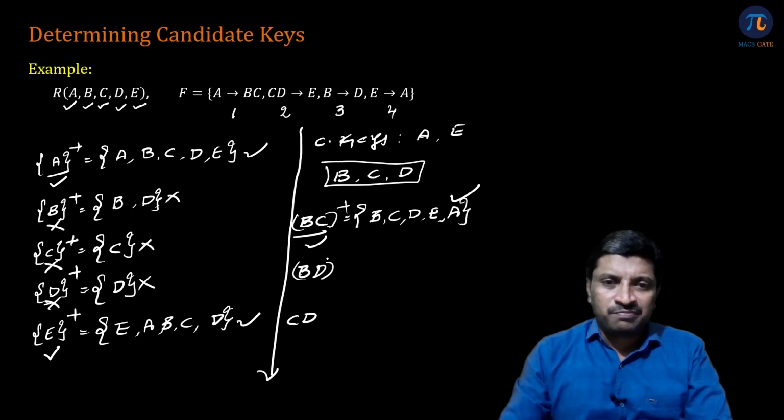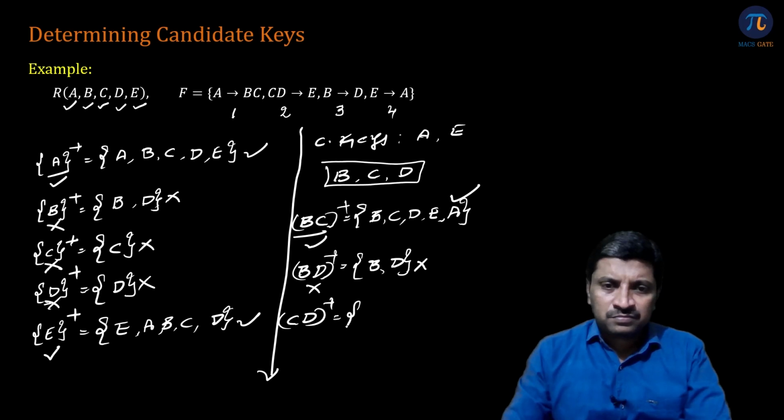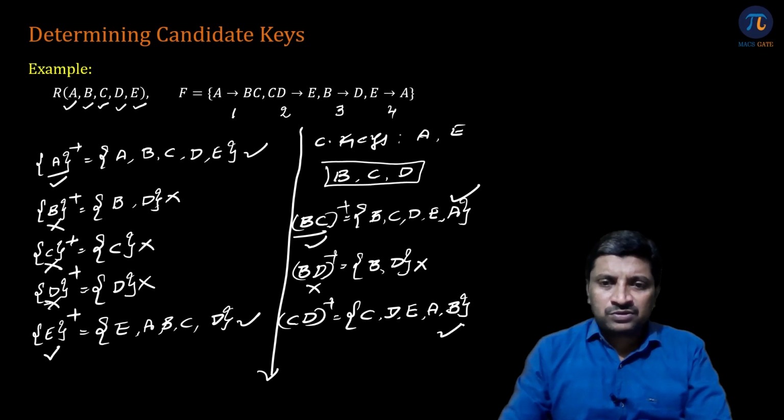What about the closure of BD plus? With B comma D we can get B comma D. Then nothing else. So we are not getting all attributes. So this will not be a candidate key. What about the closure of CD plus, C comma D? With C comma D we will get E. Then with E we can get A. With A we can get B. So this is a candidate key. I mean C comma D is a candidate key.